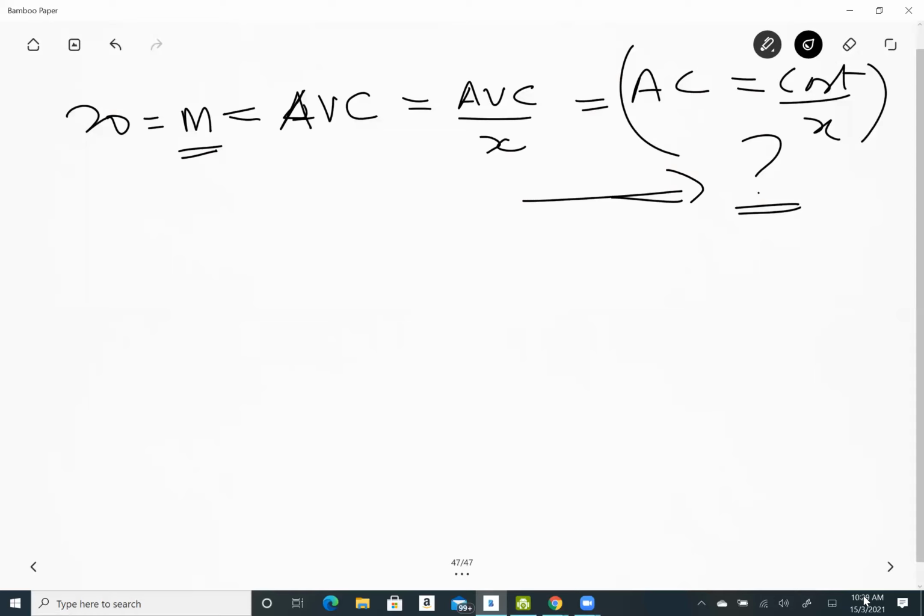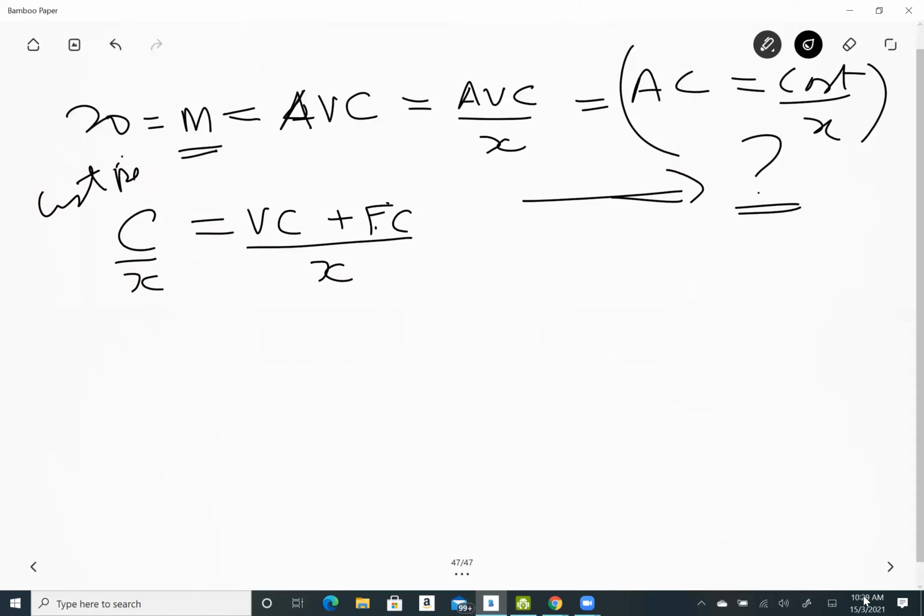So how do you get the average variable cost? The cost is equal to the variable cost plus the fixed cost. To get cost per unit, you divide by X. So dividing the right-hand side by X, that is equal to the average variable cost plus the average fixed cost.